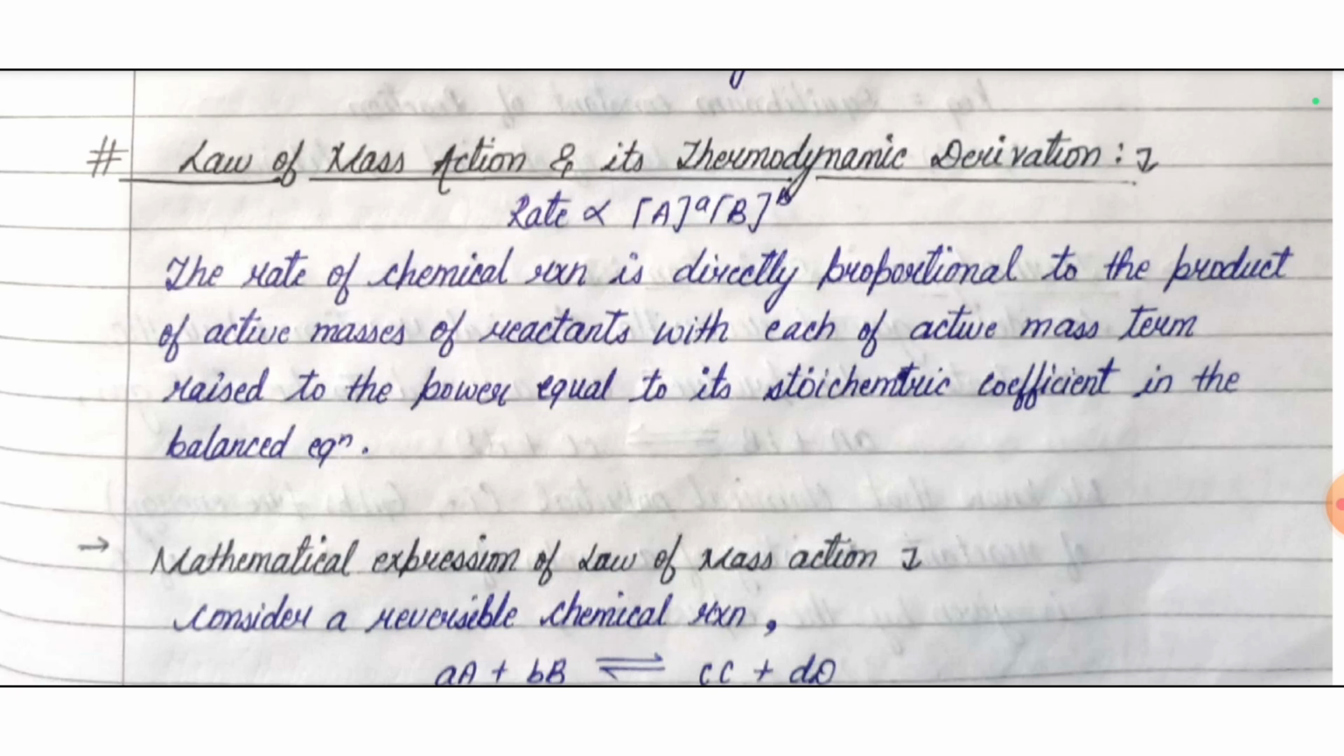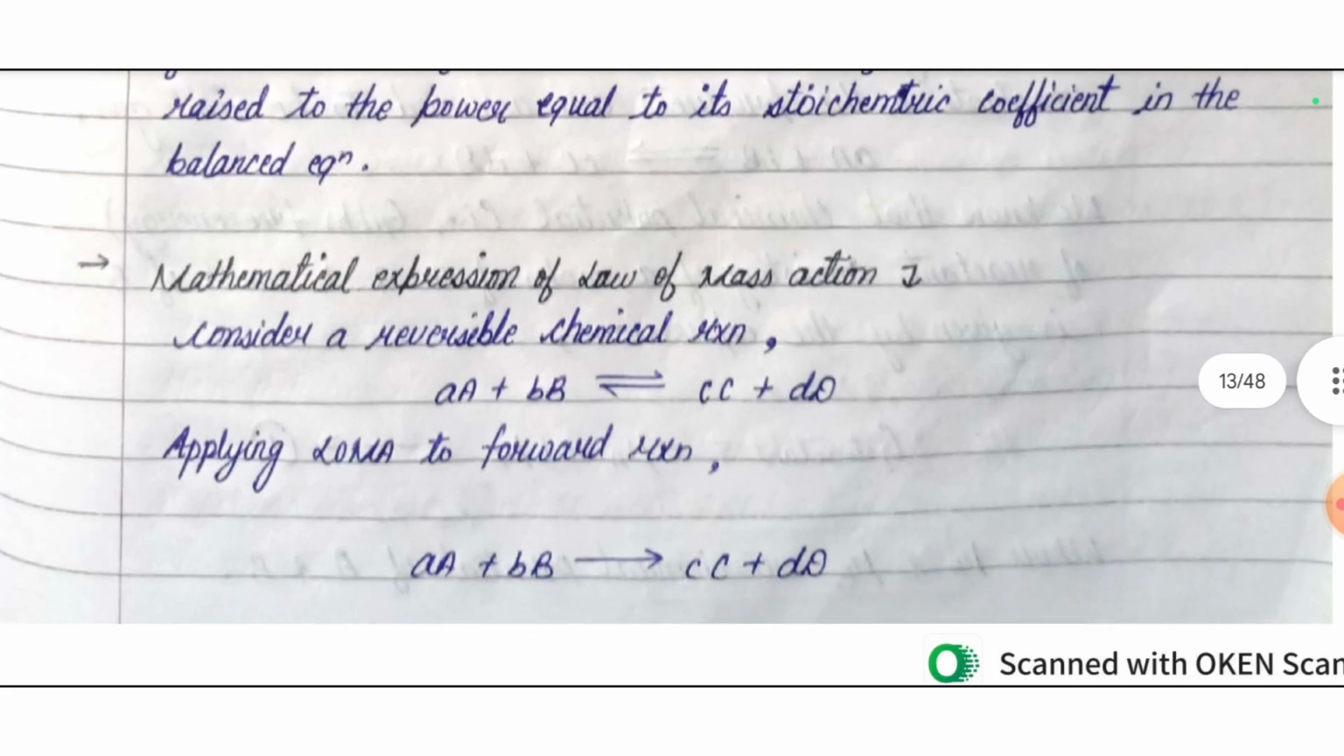Law of mass action and its thermodynamic derivation. Rate is directly proportional to the concentration of A raised to the power a, concentration of B raised to the power b. The rate of a chemical reaction is directly proportional to the product of active masses of the reactants, with each active mass term raised to a power equal to its stoichiometric coefficient in the balanced equation. Mathematical expression of law of mass action.